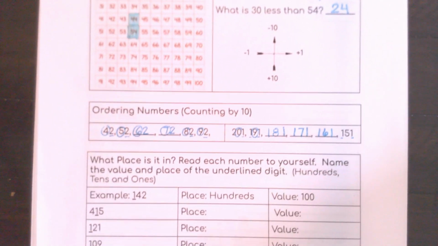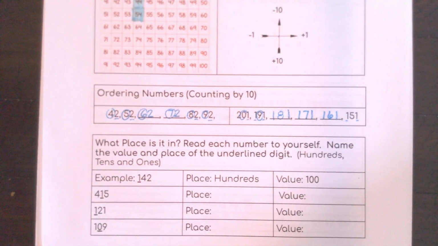So the last thing we're going to do, we haven't done this in a while, what place is it in? So remember, we have to read the number to ourselves. Then we have to name the value and the place of the underlined digit. So my example here, I have 142. The place is the hundreds place, and the value is 100.